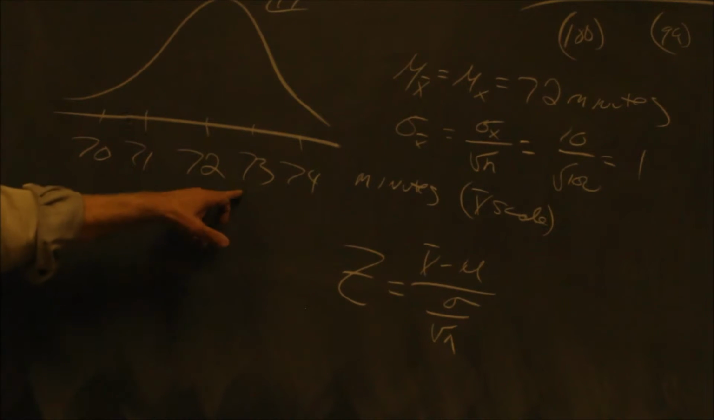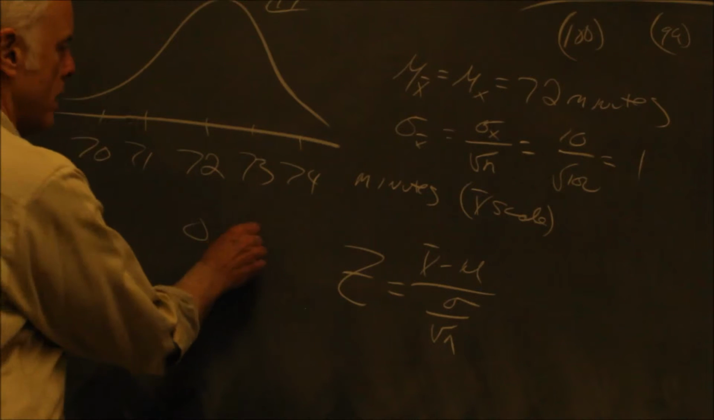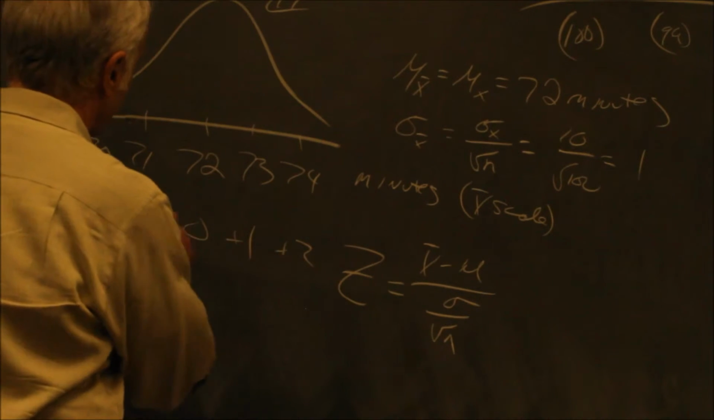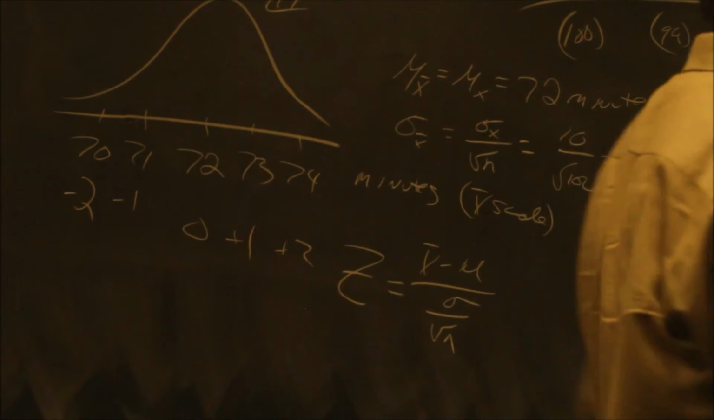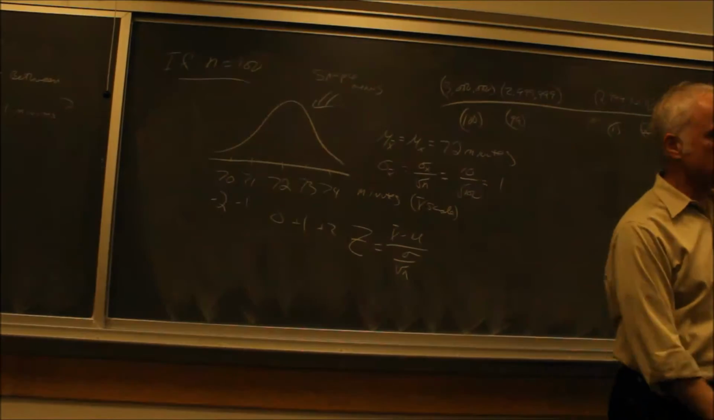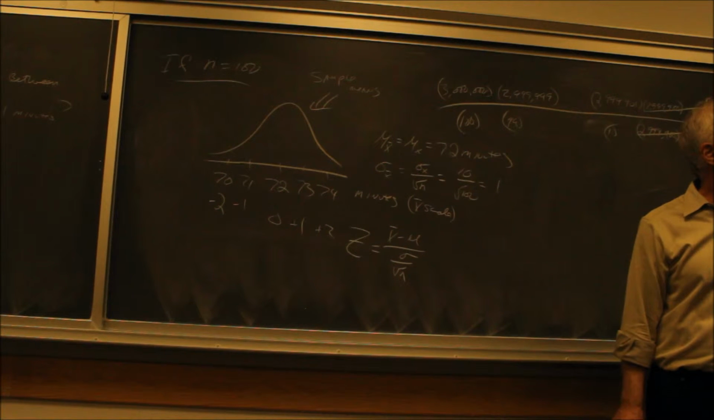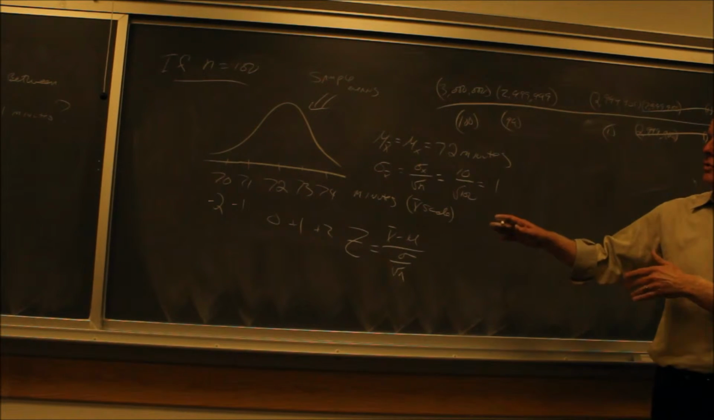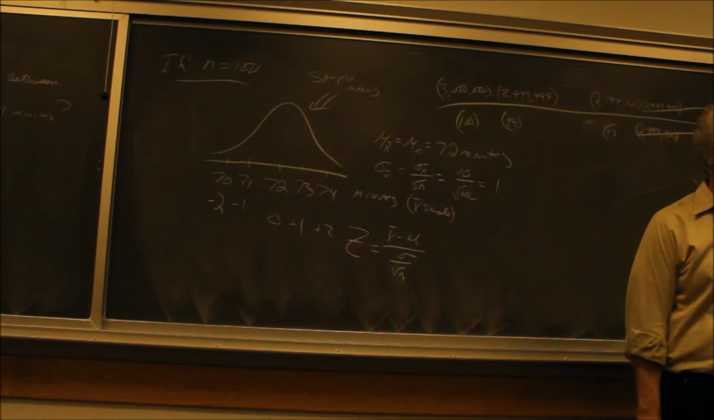0. What's 73? 73 minus 72 is 1. What's 1 divided by 1? This is a plus 1. This would be a plus 2. That's a minus 1. That's a minus 2. And so here are the distribution of sample means based on the central limit theorem. And this is what the distribution looks like with the sample size of 100.